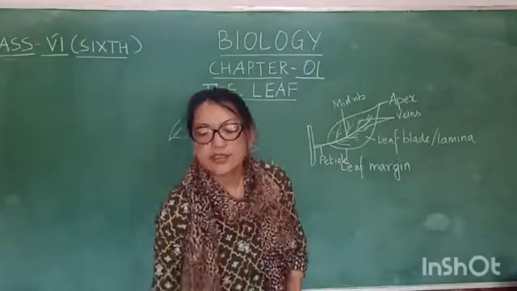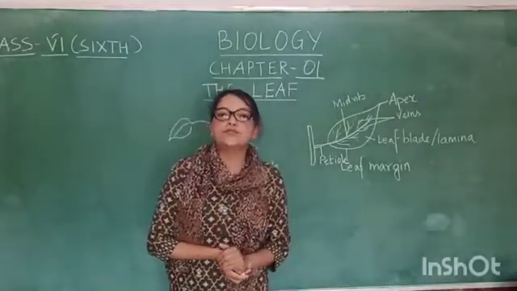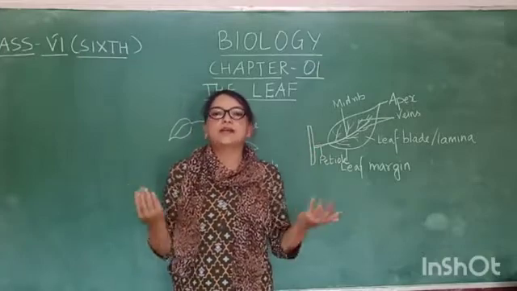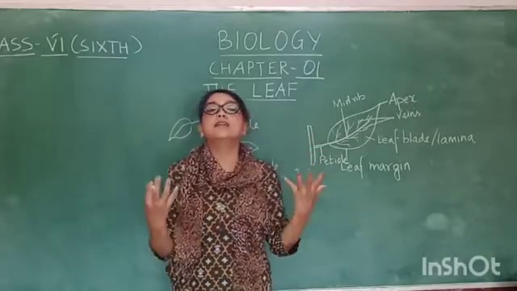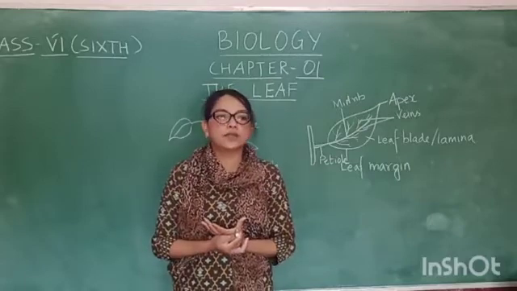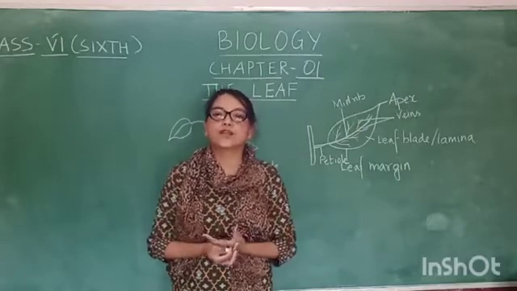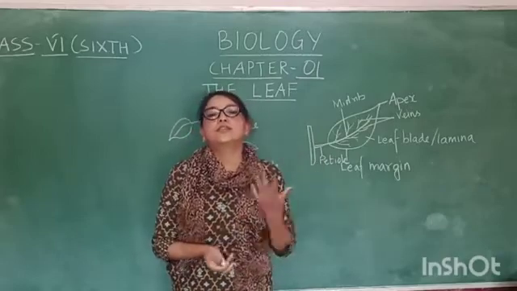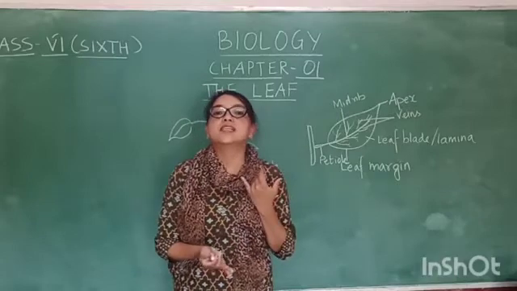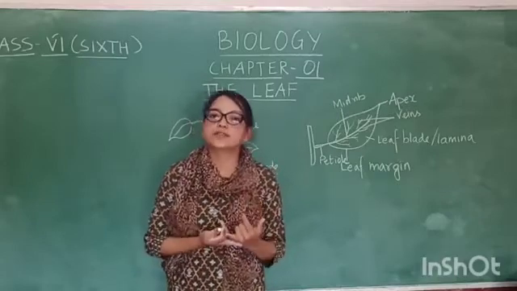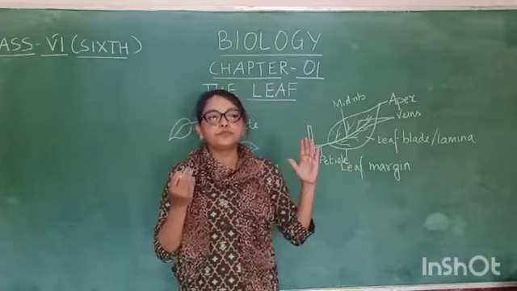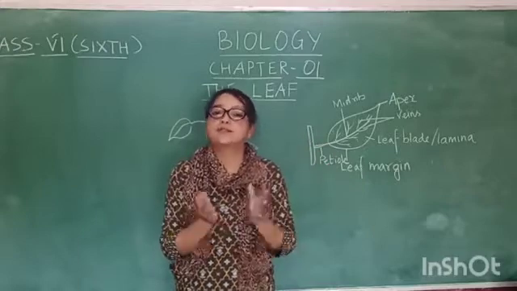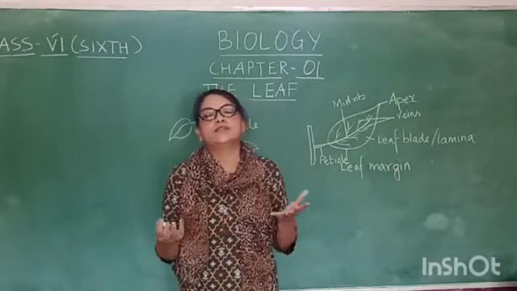Now let's start our session with chapter 1, which is the leaf. Whatever we see around us, they are living things. Non-living things are also there. But in living things, what do we see around? We see plants, we see animals, we see humans. In plants, what is the first thing that you see? It is obviously its leaf.